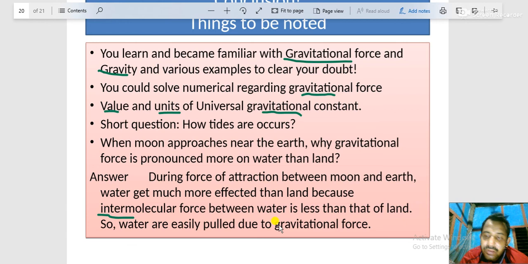How do tides occur? When the moon and the earth approach near to each other, and there occurs a force of attraction, the moon attracts the water on the surface of the earth, so it will rise high and the tide will occur.